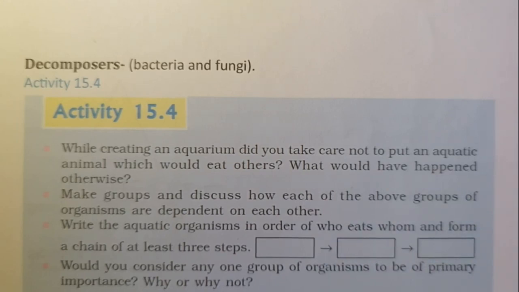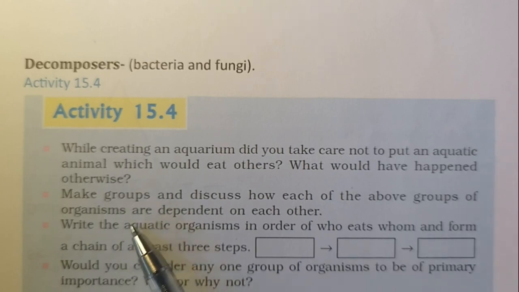So obviously, if you are making an aquarium, then you have to put animals in that aquarium that do not feed on each other. If you do not, then the small animals will be eaten up by the big fish, and that big fish will be eaten up by a bigger one. So that will be a mistake, and that will spoil the whole idea of keeping a long-lasting aquarium at home.